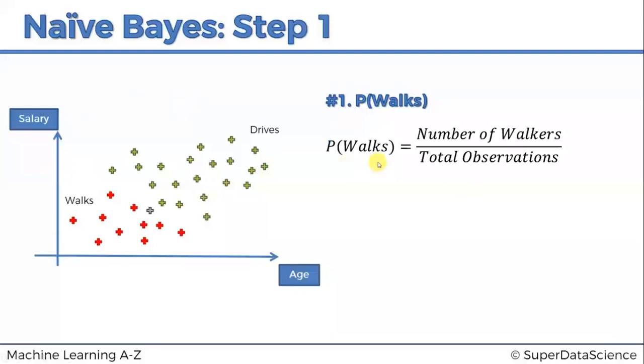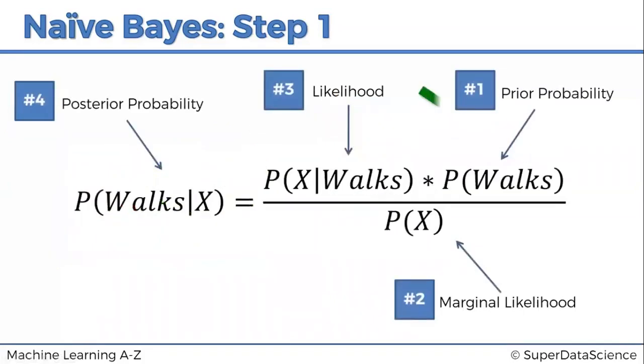So probability that a person walks to work without any other knowledge is the number of walkers, number of people that walk, which is these red dots, divided by the total number of observations, the green dots. So the gray dot isn't participating in these calculations. So here we have probability if somebody walks is 10 red dots divided by 30 dots overall. All right, so that was easy. We've calculated the prior probability.